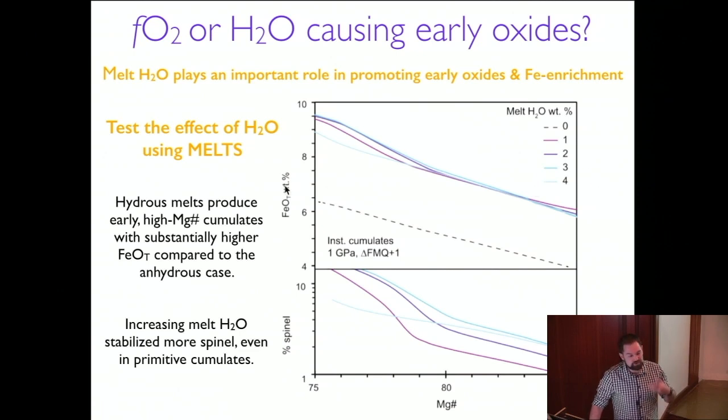So hydrous melts produce early high magnesium cumulates with much higher iron than anhydrous magmas you'd find at mid-ocean ridge basalts. In addition, and linked to that, if you increase the water content, you also stabilize more spinel in the primitive cumulates, and that's what you see here. So as you increase the water content from 1 weight percent to 4 weight percent, even in the most primitive cumulates, you increase the amount of spinel that you crystallize. So there is clearly a relationship here with early oxide formation and water.